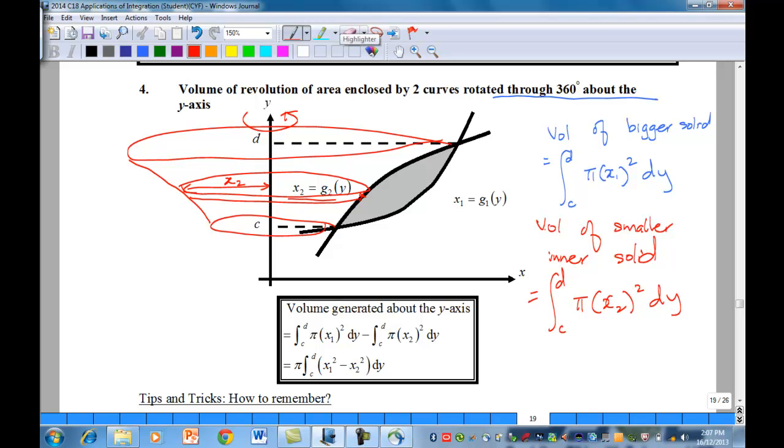Finally, we know that the volume we want, which is the volume generated by this gray shaded area, will be the difference between the bigger solid and the smaller solid, and that gives us this expression here.